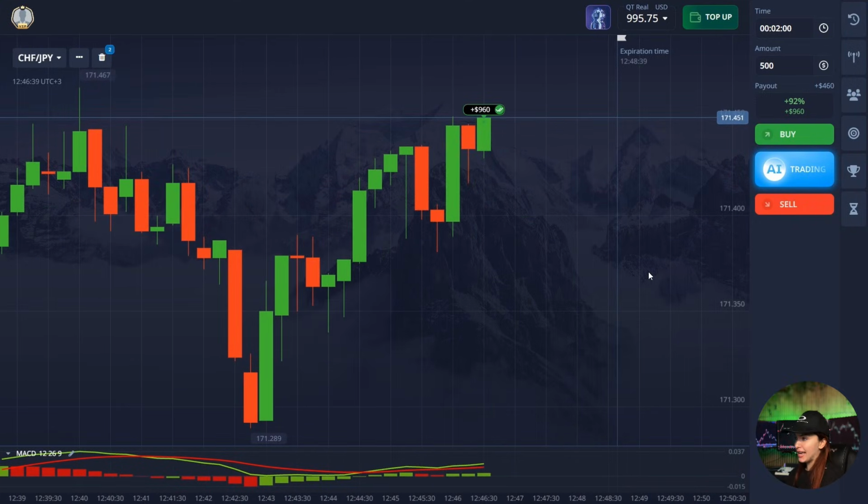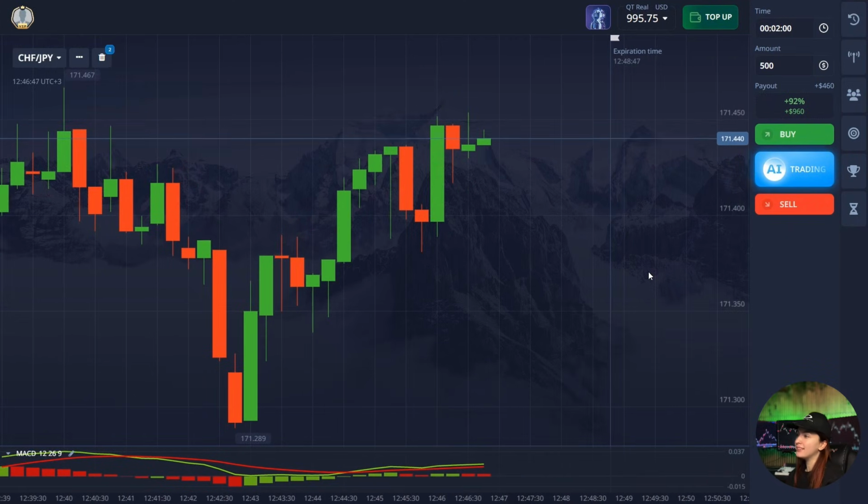Okay, so guys, as you can see, the price is moving according to our scenario and is showing growth. Thus, our deal closed in profit, and guys, the indicator in this case turned out to be right again and helped us to earn. So let's continue our trading session, guys.